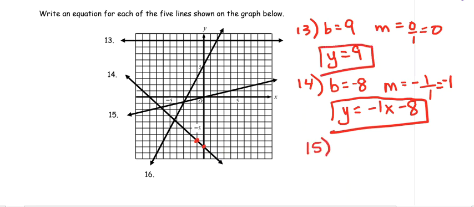15. The y-intercept is 0 because it's going through the origin, right? Through the origin. This is 1 point, and if we look, this is another point. So it's going up 1 and to the right 4. So the slope is 1 over 4. So y equals 1/4 x plus 0, or you can just leave it like that.